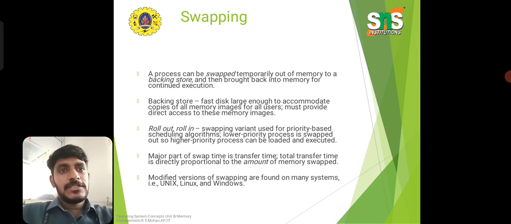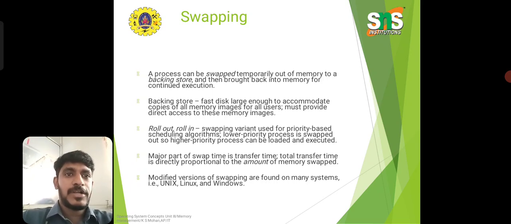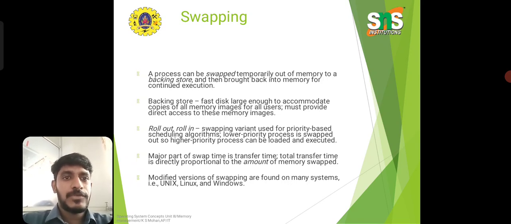Swapping is a process where a process is temporarily swapped out of memory to a backing store and then brought back into memory for continued execution. The backing store is a fast disk large enough to accommodate copies of all memory images for all users, and it must provide direct access to these memory images. Roll out and roll in is swapping used for priority-based scheduling algorithms: a lower priority process is swapped out so a higher priority process can be loaded and executed.